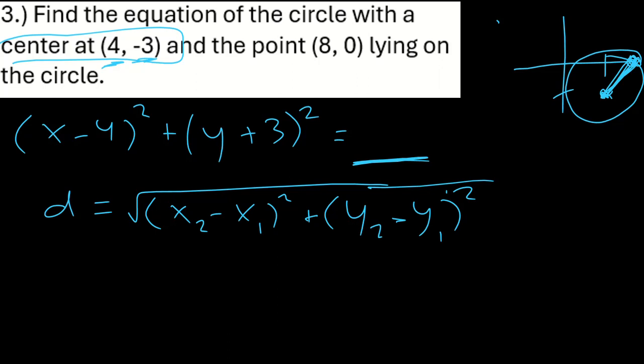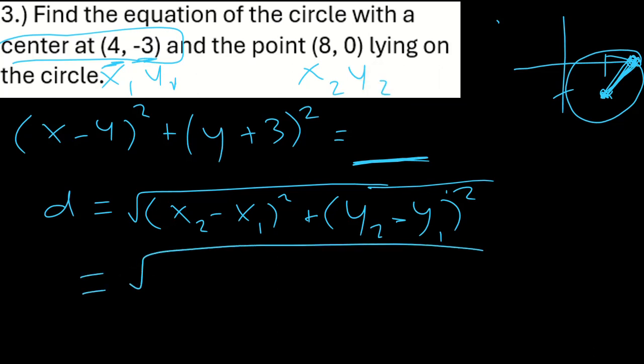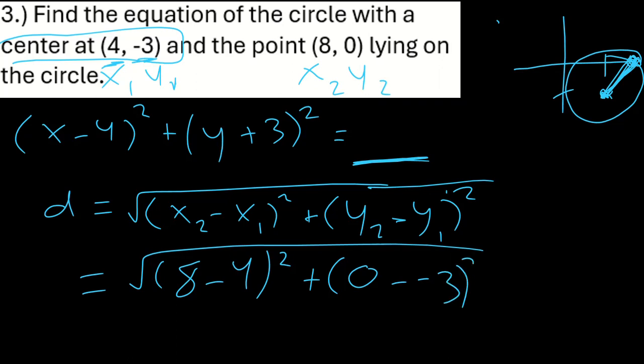Now from here, the only other thing you want to do is label them. And remember, in this one it actually doesn't matter which one you label. So why not just go ahead and call this one (x1, y1) and this one (x2, y2). Okay, and we'll just plug in everything and work it down. I know that x2 is 8 minus 4, squared, plus I know my y2 is 0 minus -3, squared.